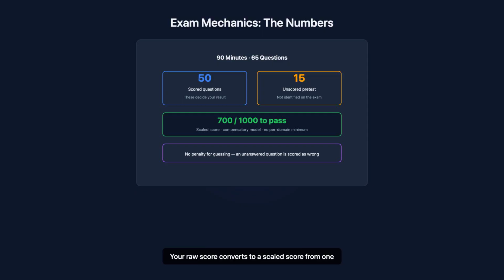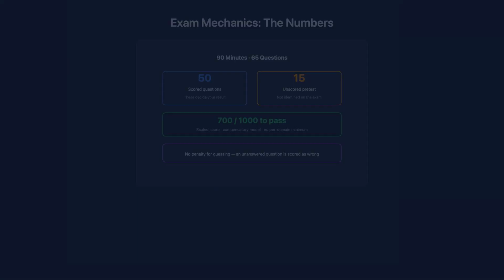Your raw score converts to a scaled score from 100 to 1,000, and 700 is the passing threshold. The model is compensatory. Everything is aggregated with no minimum required in any single domain. And there's no penalty for guessing, so an unanswered question is simply scored as wrong.